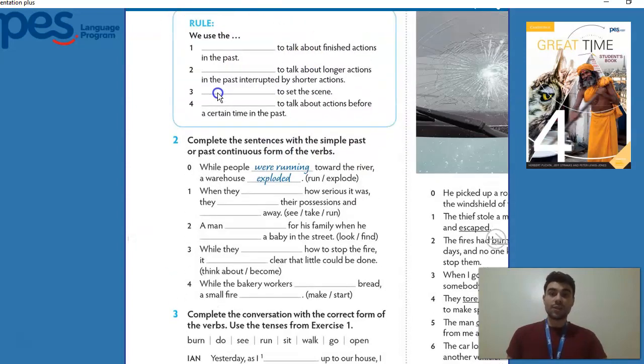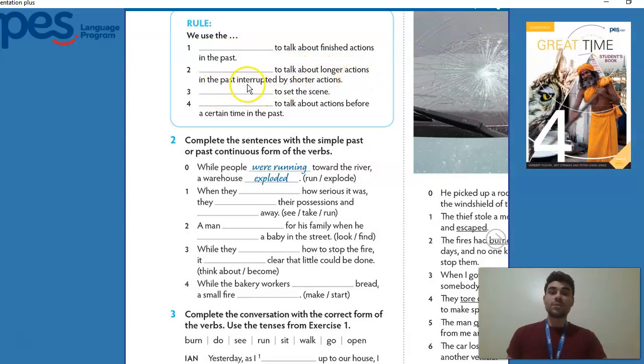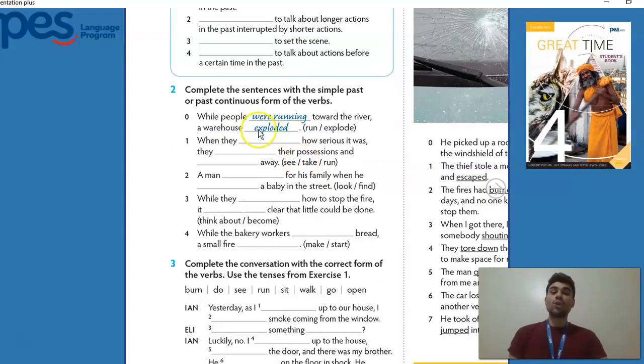So just like here in the rule, to talk about longer actions in the past interrupted by shorter actions, because we have, while they were running toward the river, a warehouse exploded. And then we had the verbs run and explode. Do the same thing for sentences 1, 2, 3, and 4. Remember to check which one is the part of the sentence that talks about a longer action, and which one is the action interrupting this longer action. Okay, so pause the video now and try to complete sentences 1, 2, 3, and 4 in exercise 2.